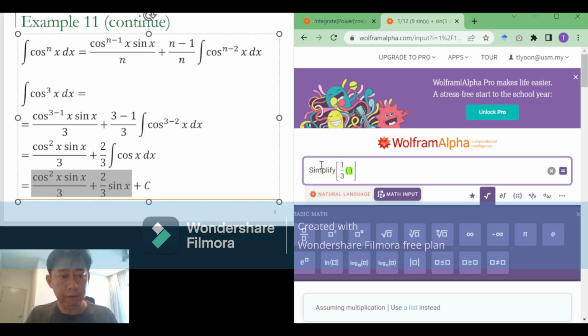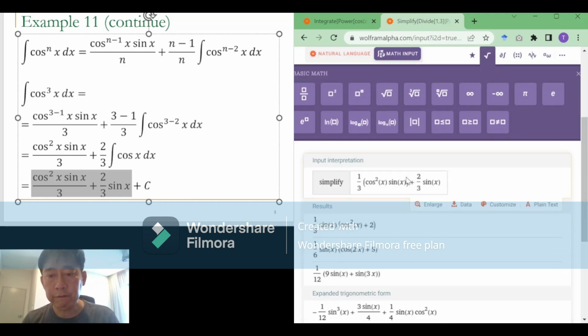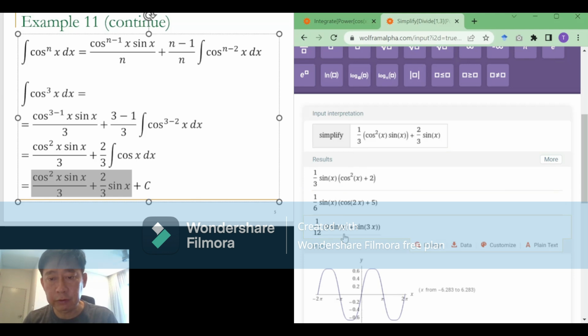1/3 multiplied with cos of x raised to the power of 2 multiplied with sine of x, close the bracket, add 2/3 sine of x. So that is the expression that appears in the PowerPoint on the left hand side for example 11. So when I press the button using shift enter, I expect Wolfram Alpha to give me a simplification of this expression. Wait for a while, I got 3 different results.